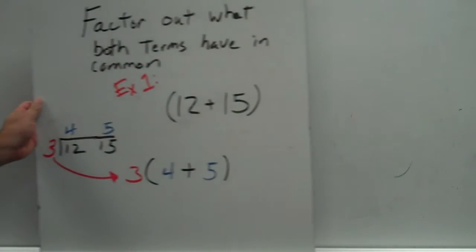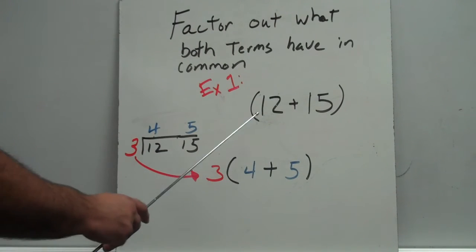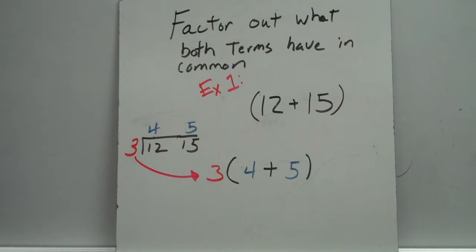So let's look at our first example. So we're going to start off with addition problems inside parentheses that look kind of like this. Now I know that we can add 12 and 15 together and come up with a result of 27, but that's not really the purpose of this part of the distributive property. We are still going to go back to factoring. So when we look at 12 and 15, we have to ask ourselves, is there anything that they have in common?